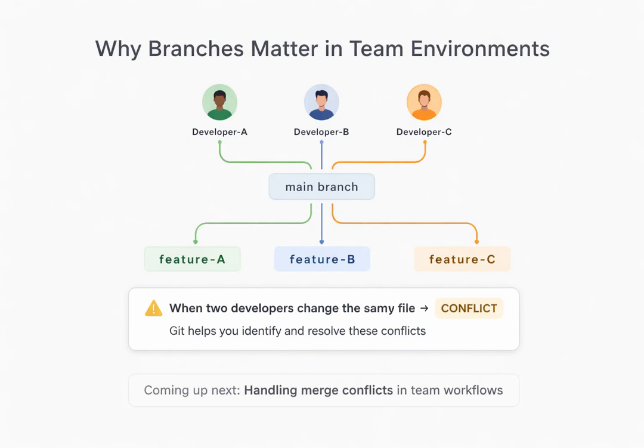The instructor wraps up this section by pointing toward what's coming next, and it's arguably the most important real-world skill you'll need. When you go for an internship or join any company, you'll be working in a team. Multiple developers working on the same codebase, each on their own branch. And here's the thing. Sometimes 2 developers change the same file. When those branches try to merge back together, Git detects a conflict.